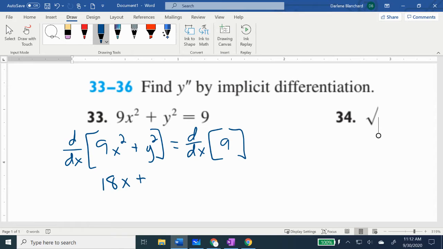Now the derivative of y squared with respect to x, I need to make sure that I recognize y as a baby function using the chain rule. Blah squared, derivative is 2 blah. Give mommy her baby, and then multiply by the derivative of that baby with respect to the x variable. That completes the left side. And then on the right, we take the derivative of 9, the constant, with respect to x and get 0.